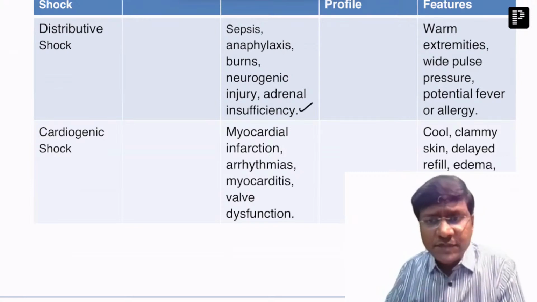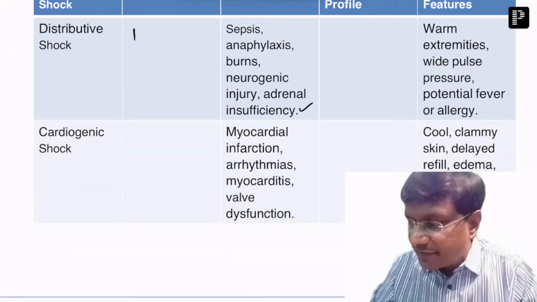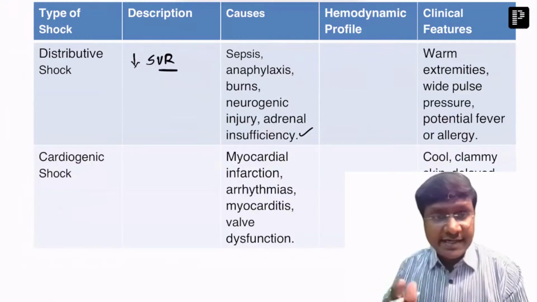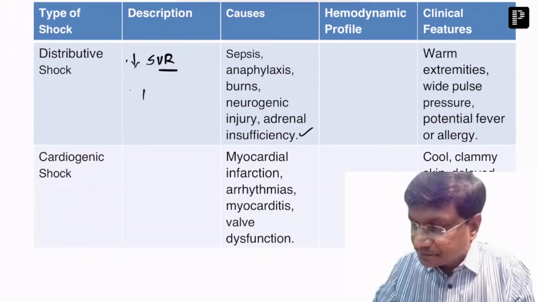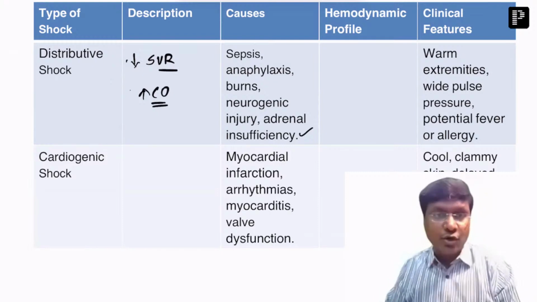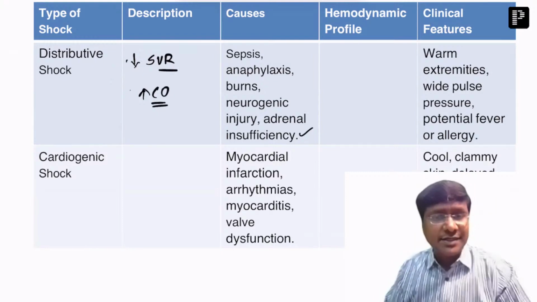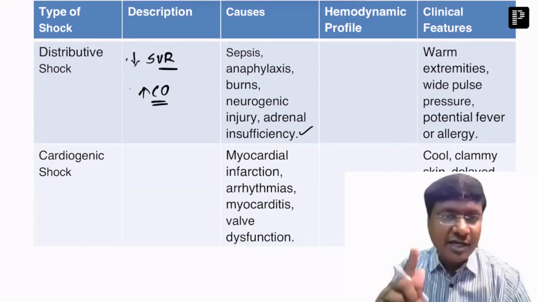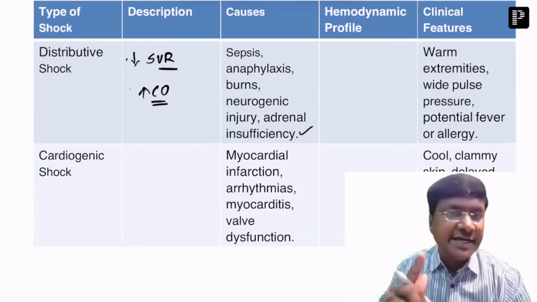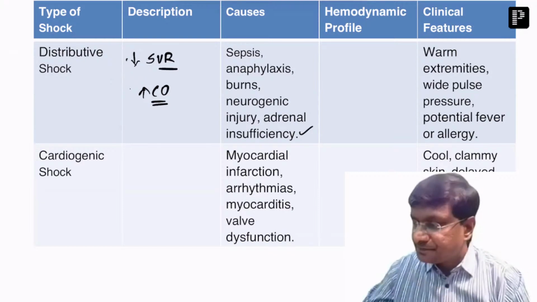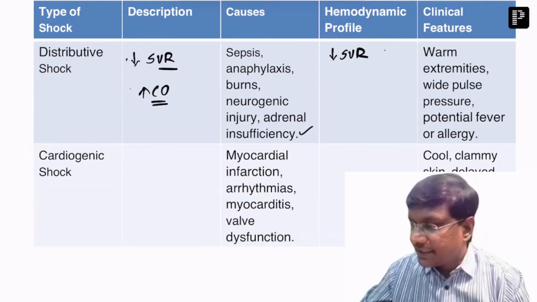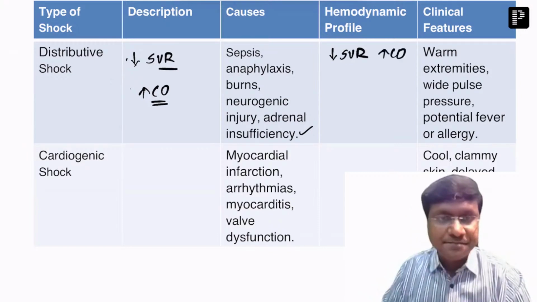Now, in distributive shock, what have we discussed about the systemic vascular resistance? There will be a decrease in the systemic vascular resistance. And at the same time, there will be a compensatory increase in the cardiac output. So if you take the hemodynamic profile in distributive shock, the hemodynamic profile is the one which is largely tested for your exams. So we have discussed that systemic vascular resistance is reduced. There is a compensatory increase in the cardiac output, right?